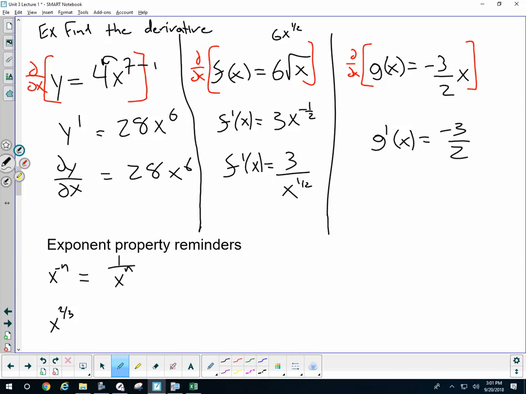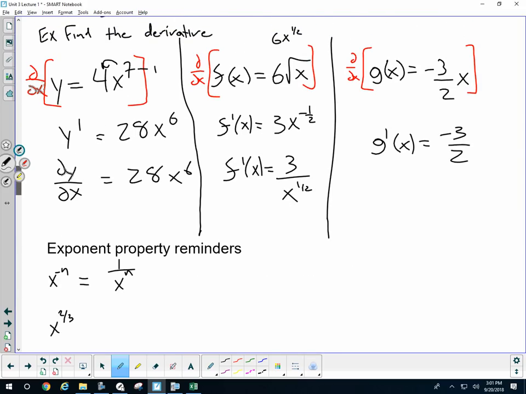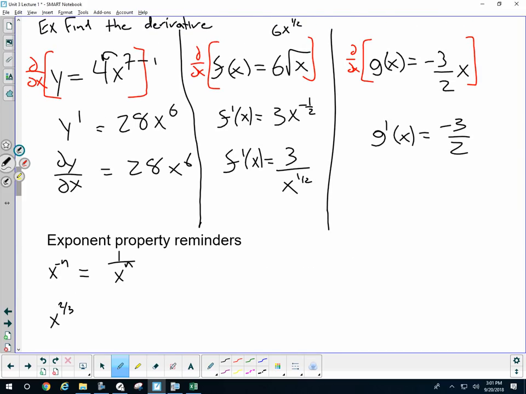We want you to be comfortable getting rid of the negative exponents. Okay? All right. The next property that we need to remember, does anybody have any questions on what we're doing so far? This is new to everybody. I'm just going to take some practice.